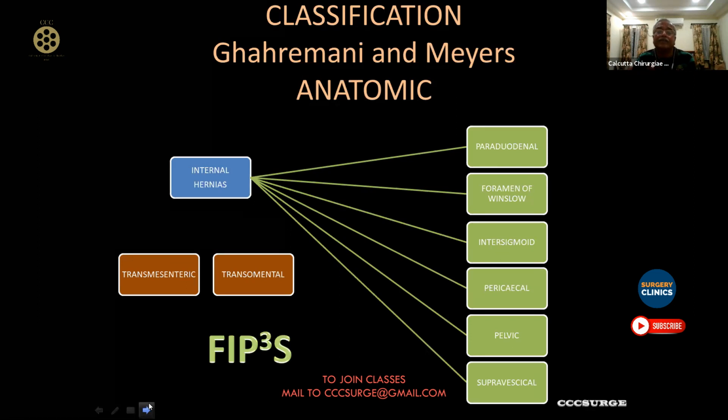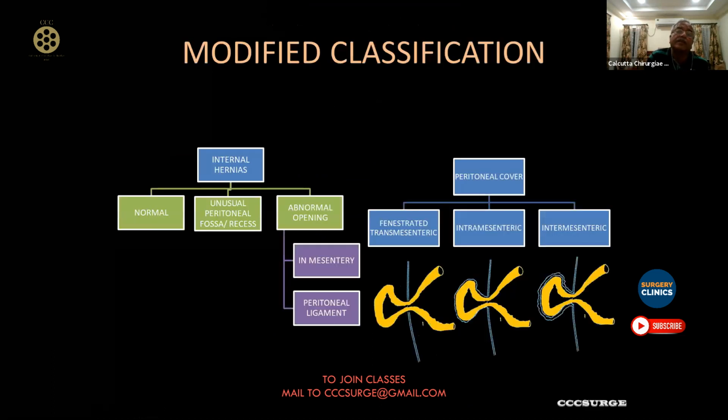Okay. So, chaps, take a screenshot of this. That's the original Ghahremani and Meyers anatomic classification. So, any point in time you want me to go back and describe something else, please stop me. So, the modern classification, according to this Japanese paper, was this.